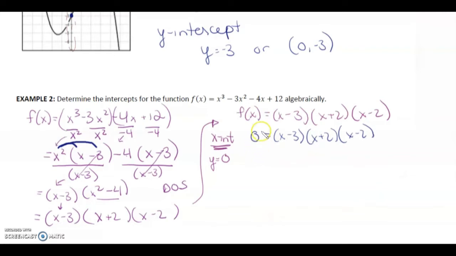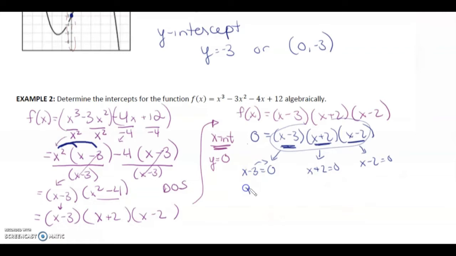One of three things has to happen in order for this entire side to equal 0. Either x minus 3 has to equal 0. So this is one situation. Or x plus 2 has to equal 0, sorry, my mistake. And then x minus 2 has to equal 0. So one of these three conditions has to hold in order for this entire side to equal 0. There are three different situations where this side would actually equal 0.